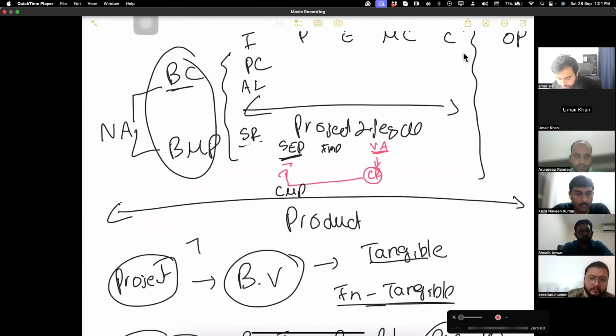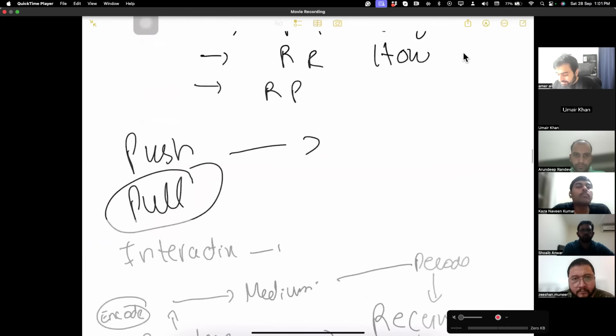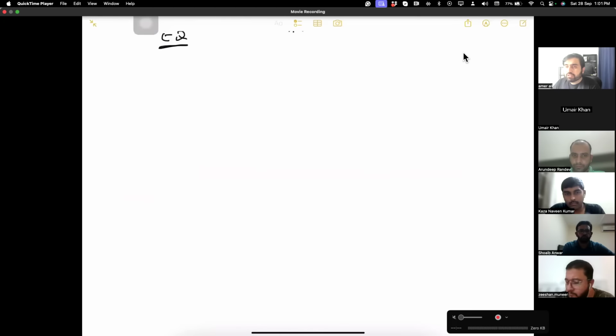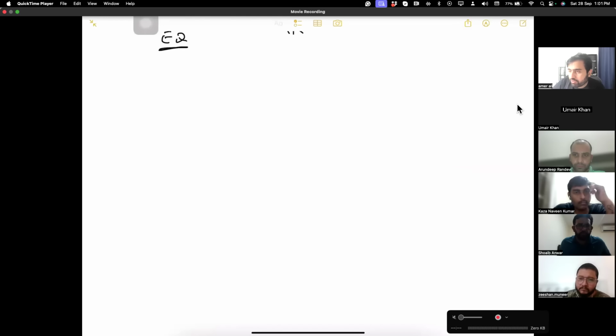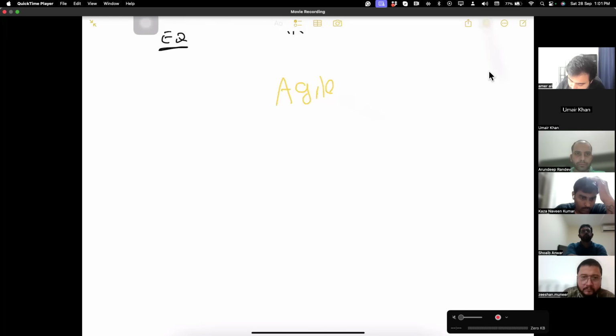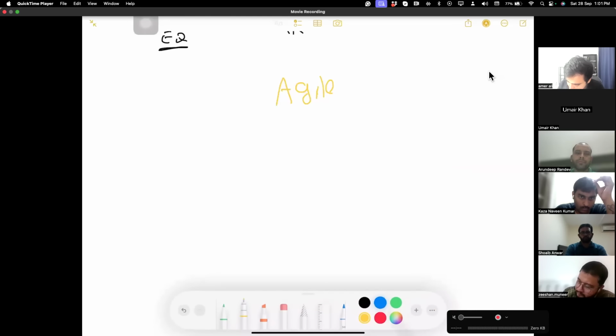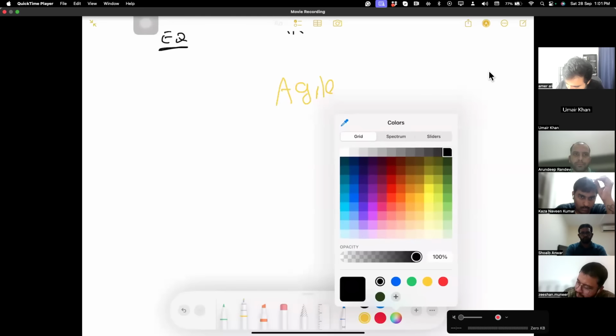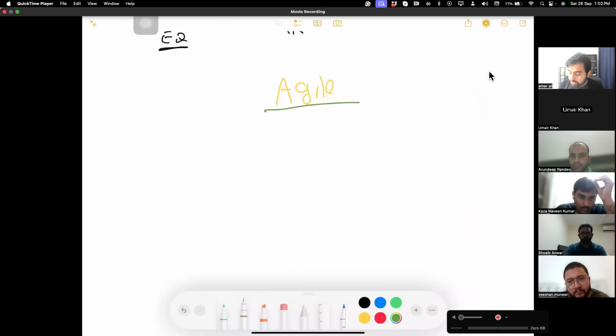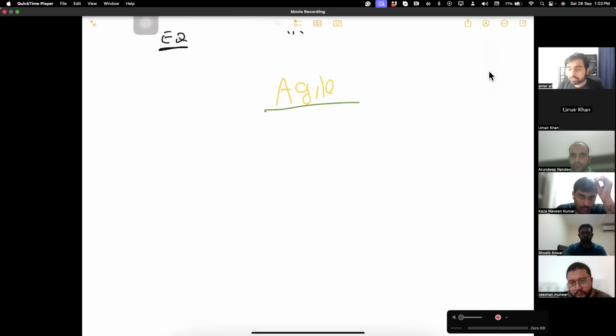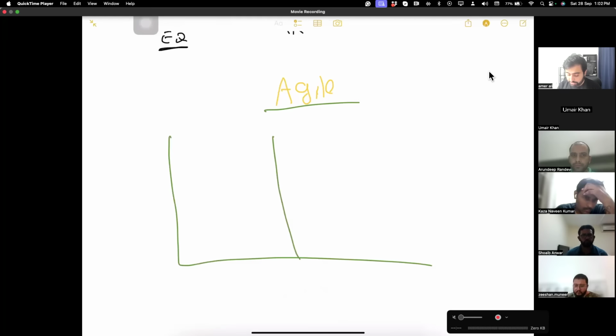Now I'm going to go with Agile. Now the three plans are made. We want to see which type of life cycle we want. Agile. So before I go to Agile, we need to see what the life cycles are. Okay, what are the four life cycles?